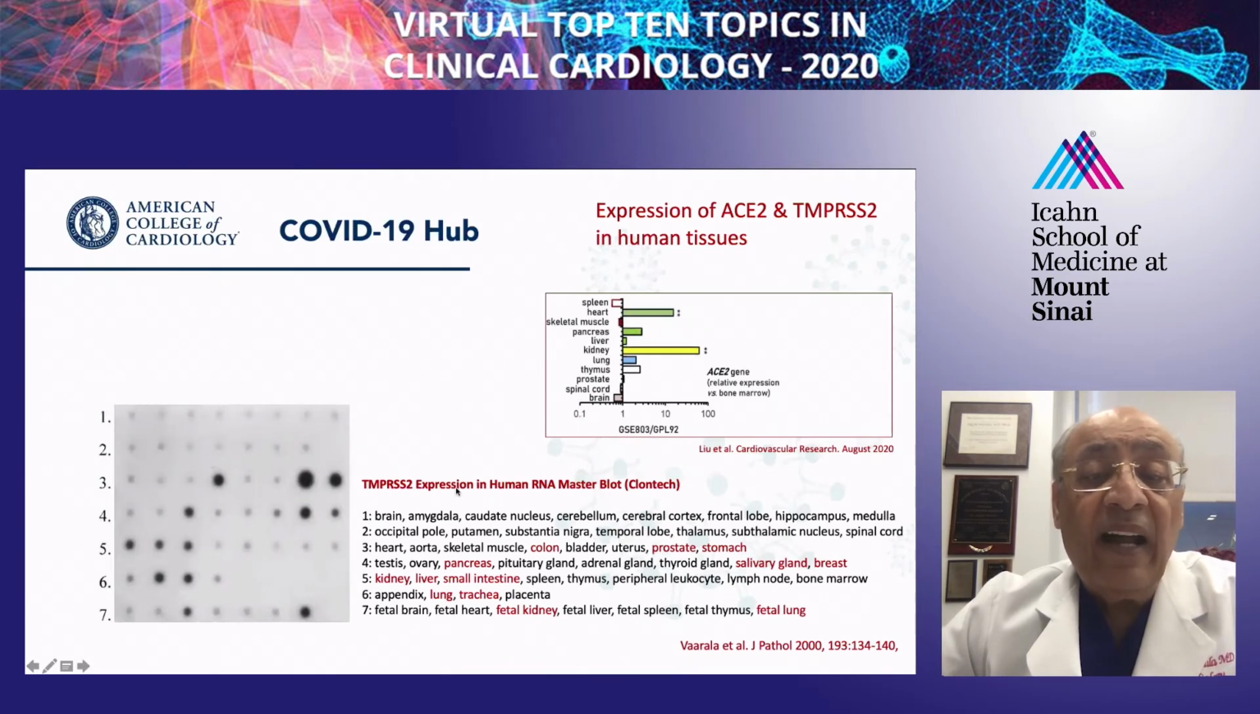And this is the RNA master blot. You can see that in the heart there is not much expression. It is in lane 3, and the first one is the RNA blot for the TMPRSS2 in the heart, as compared to the lung and trachea, which you can see in row 6, that there is a significant expression of the TMPRSS2. The maximum amount is generally seen in the prostate and in the stomach, etc.